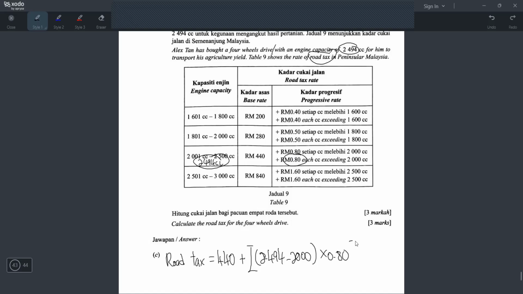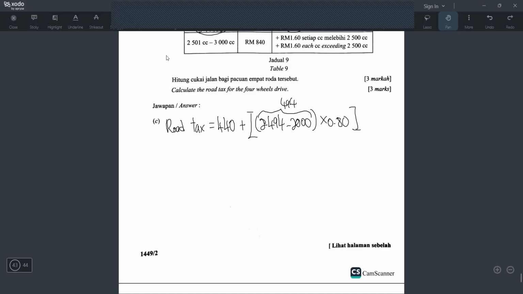So what is 2494 minus 2000? It will be 494, right? So it means that you exceed 2000 cc by 494. So times with 80 cent, right? Now you just press your calculator, then you get the answer. 440 plus 494 times 0.8. Okay, 835.2. But this one is in RM because it's Rotax, right?